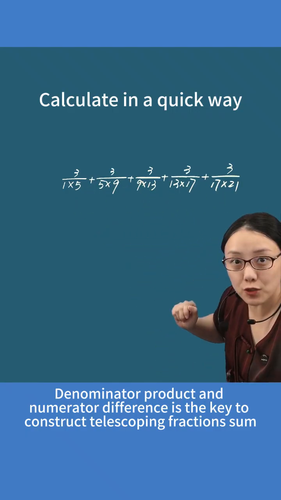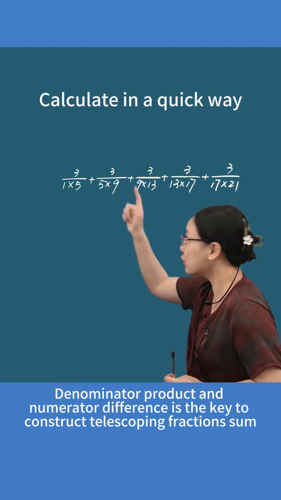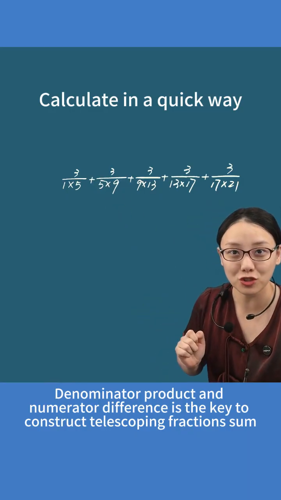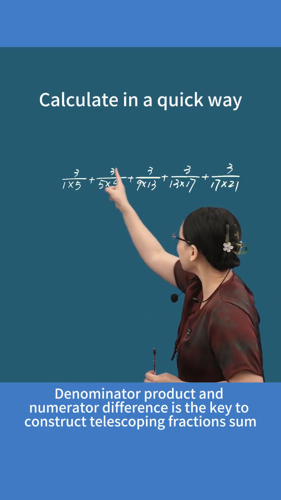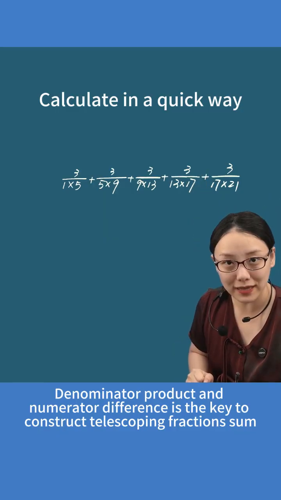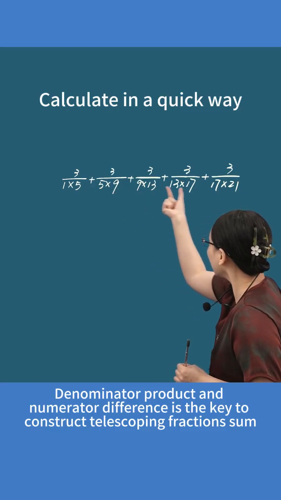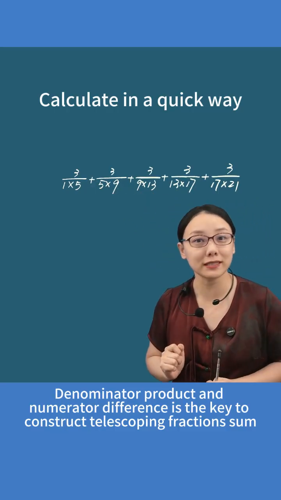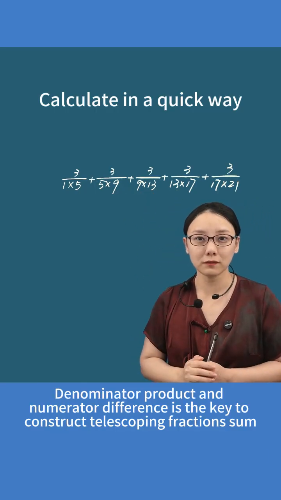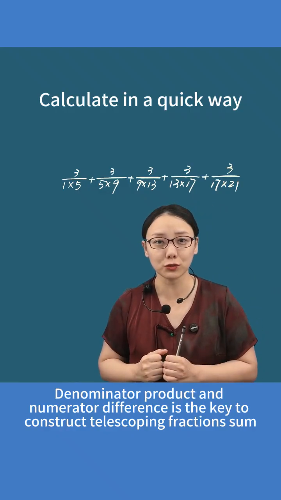We notice that the denominators of these fractions are all written as the product of two numbers, right? And secondly, the numerators are all 3. Next, what is the difference between the two numbers being multiplied in the denominators? It's always 4. There seem to be some common features here, right? So how can we make use of these observations?